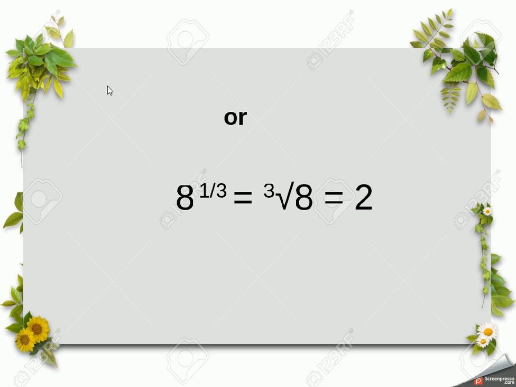And this goes on with any number. 16 to the quarter would be 2, because 2 times 2 times 2 times 2 is 16, and so on.